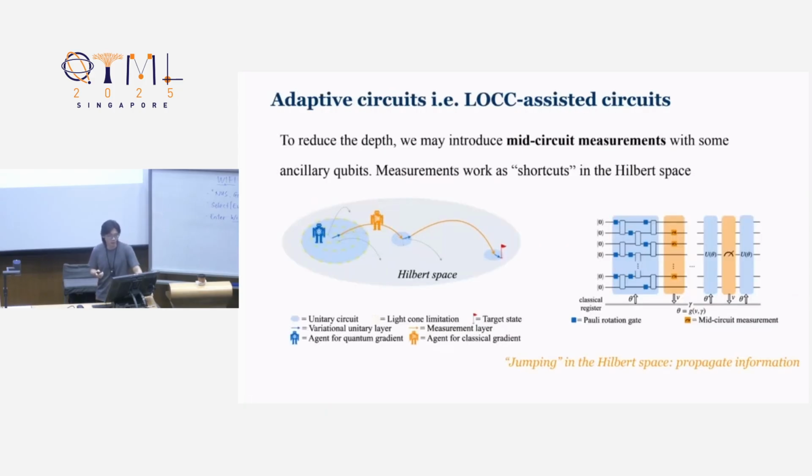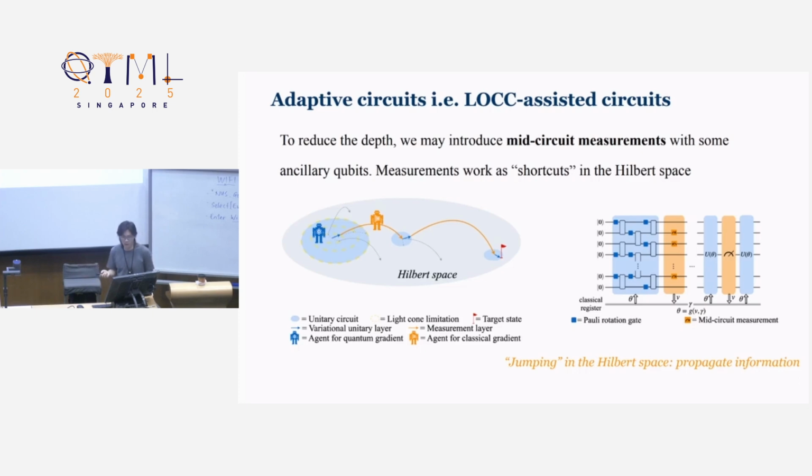Luckily, people found a way to do this by so-called adaptive circuits, or in the term of our paper, LOCC-assisted circuits. Look at the figure on the left. If you are using unitary circuits, every time you do a layer of gates, you just expand the blue part, the area you can explore in the Hilbert space. But we have a red flag denoting a very distant state in this metric, like GHZ or surface code. It would take a very deep circuit to reach that point. The point here is that you can have shortcuts, labeled by this orange robot and arrow. So you can jump in this Hilbert space very fast.